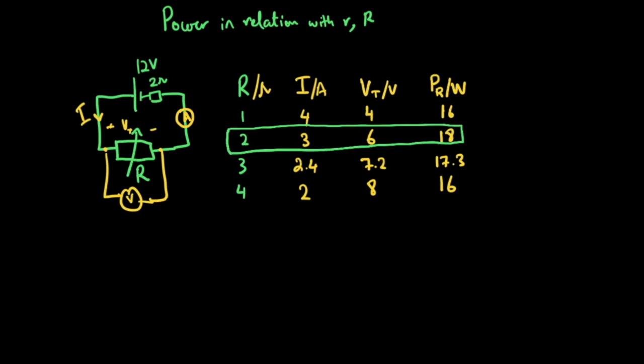And that is, look at the value of small r. What was the value of small r? It was 2 ohms. Look at the value of capital R. What was the value of capital R? 2 ohms.